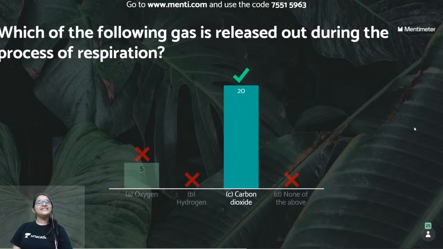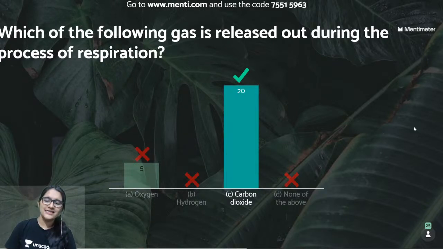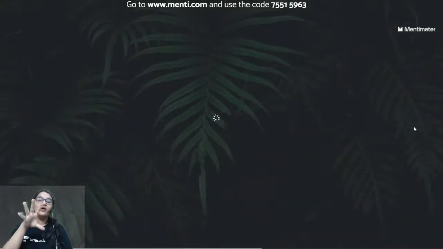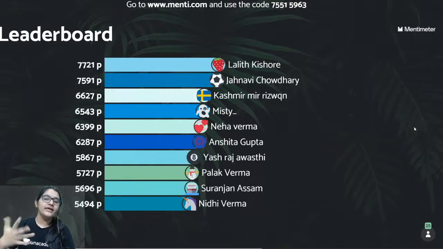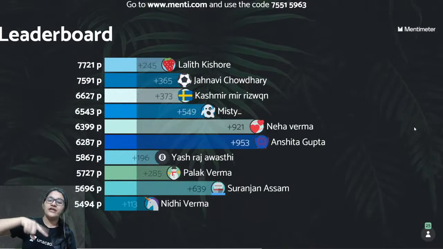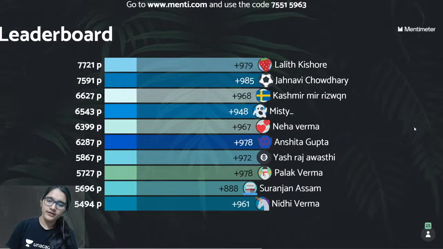The correct answer is carbon dioxide, because carbon dioxide is released from the cells, taken into the blood, and then taken to the alveoli for oxygenation. Simple?